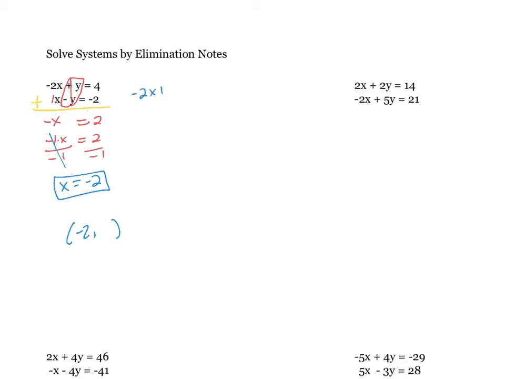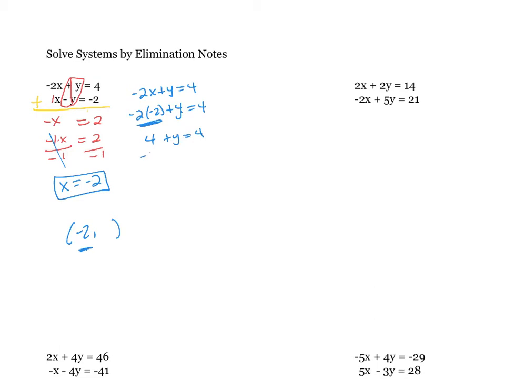So I'm going to rewrite the top equation. And I'm going to plug this negative 2 in for x. So instead of an x, I'm going to put a negative 2. I highly recommend, when you plug in that negative 2 for x, you put it in parentheses. Now I'm going to do negative 2 times negative 2, which would be 4.